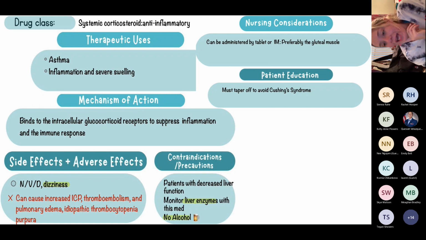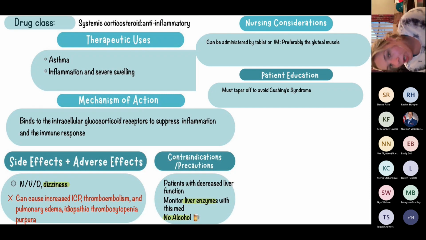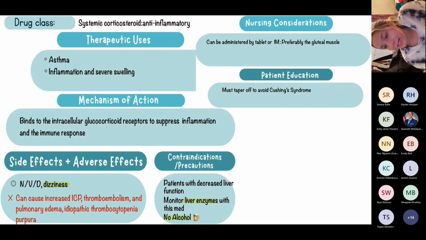Up next, we have our systemic corticosteroids. So these are really, really good with asthma, but they have some really bad side effects. As you can see, we talked a little bit about general steroid considerations, but with our systemic ones, you can see more body effects. You can see some pulmonary edema, thrombocytopenic purpura, increased ICP, lots of really bad side effects. So please keep that in mind. Additionally, when your patient is on a corticosteroid and let's say it's time for them to stop, we have to taper.